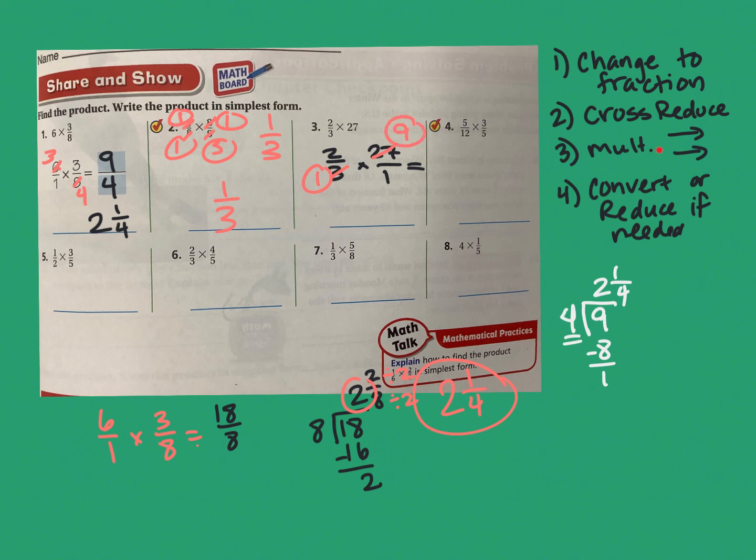Now I go to step 3, multiply the numerators, multiply the denominators. 2 times 9 is 18. 1 times 1 is 1. Oh, and look at there, 18 divided by 1 is simply 18, and that is the answer.